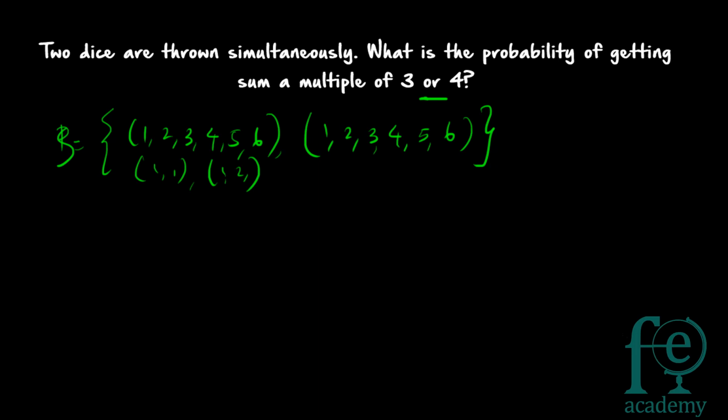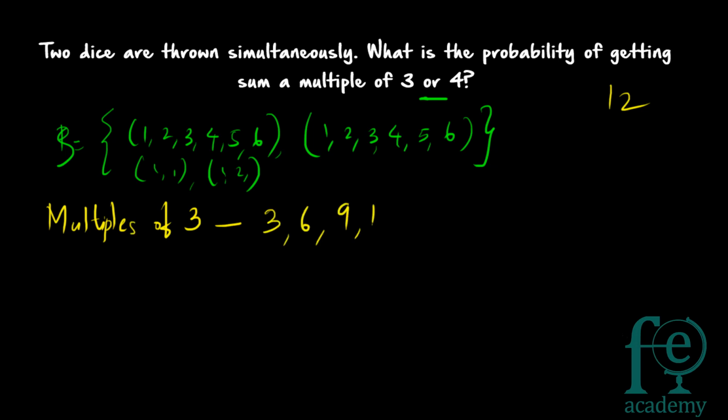Now we are going to find out the favorable outcomes. So first we can find out the probability of getting a multiple of 3. So what are the multiples of 3 possible? What are the sums possible? Maximum sum possible will be equal to 12, 6 on first dice and again a 6 on the second dice. So multiples of 3, what are the different multiples of 3 possible? 3, 6, 9 and 12. These 4 multiples of 3 are possible when 2 dice are thrown simultaneously.